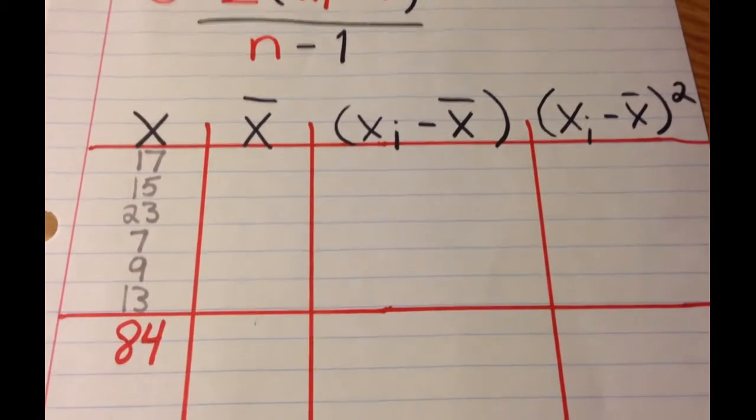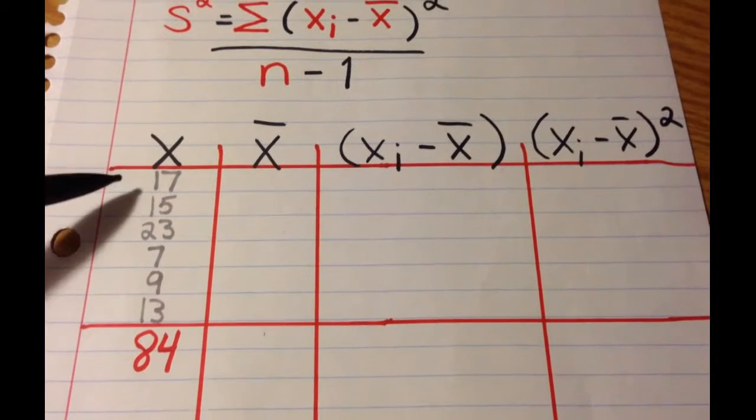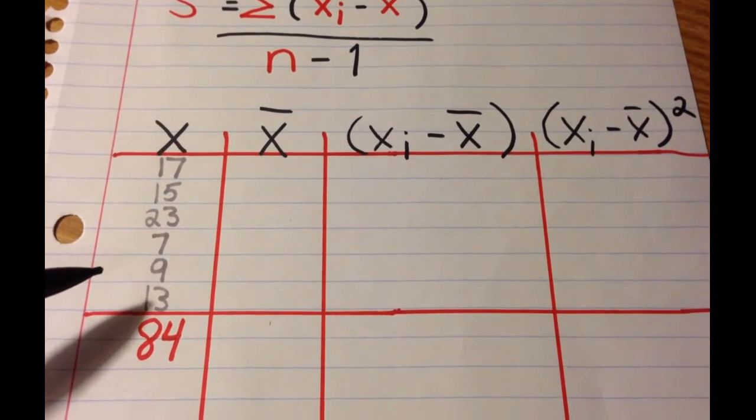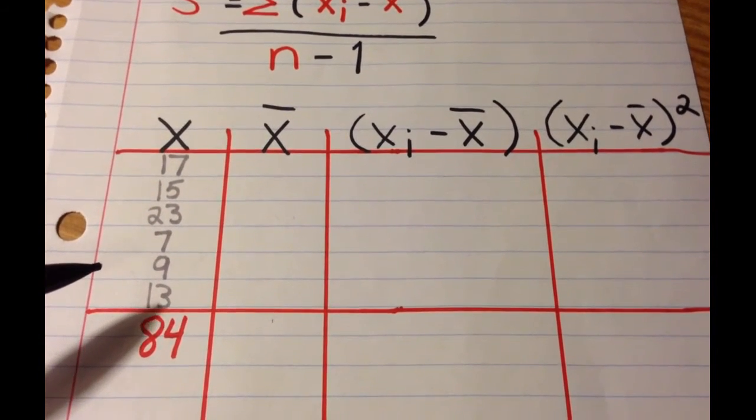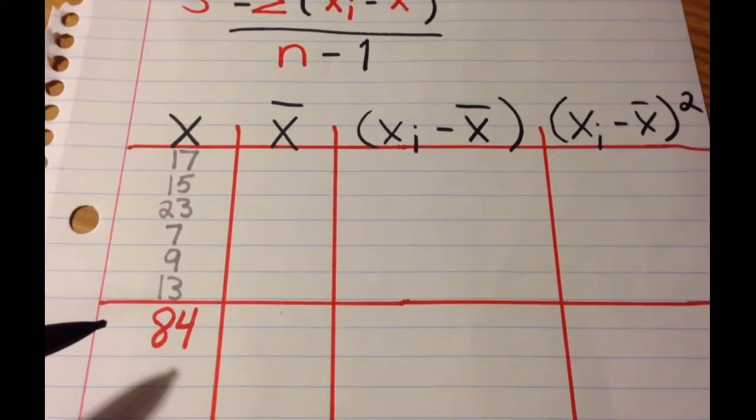After you've made the chart and placed all of the terms in the first column, simply add up all the numbers in the set. Let's say you're working with the following numbers. Just add them up, and you get a sum of 84.